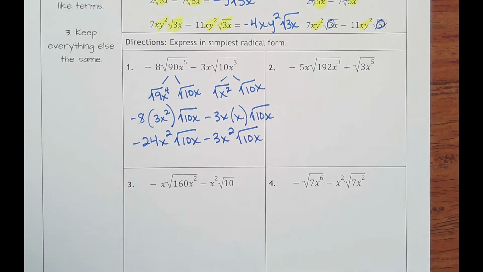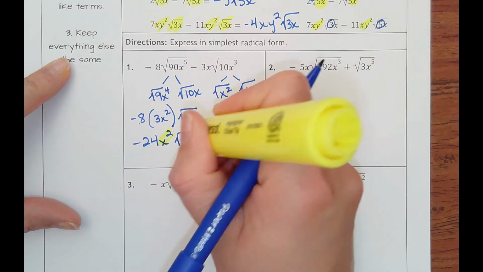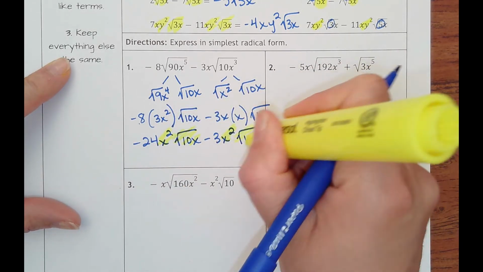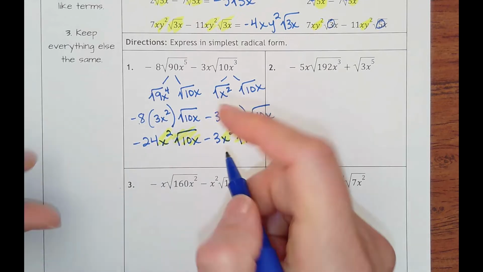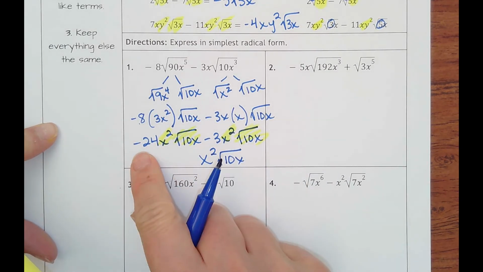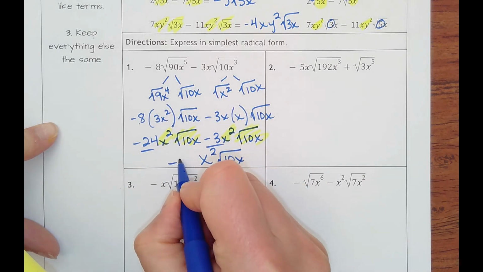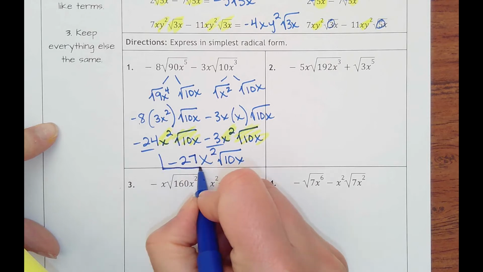So did we do what we needed to? Yeah, we have an x squared on the outside and we have a square root of 10x after that. So it's how many x squared square root of 10x's do I have? Well, negative 24 minus 3 more would be negative 27.